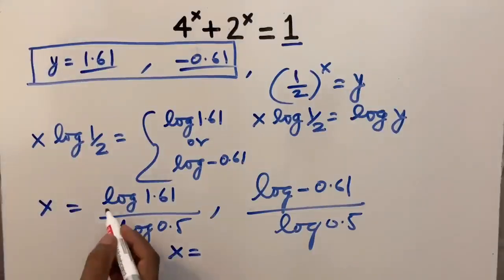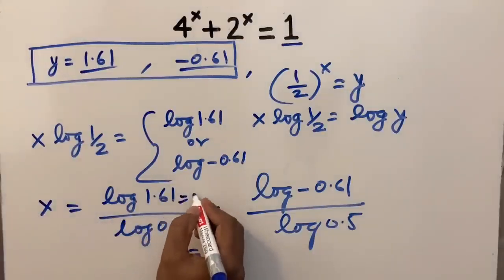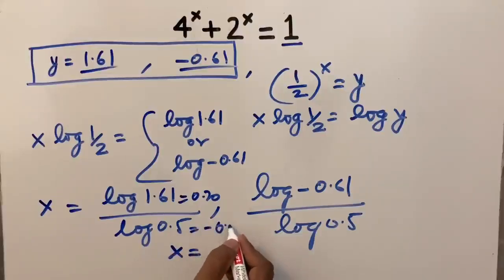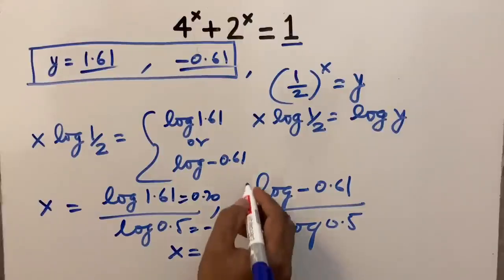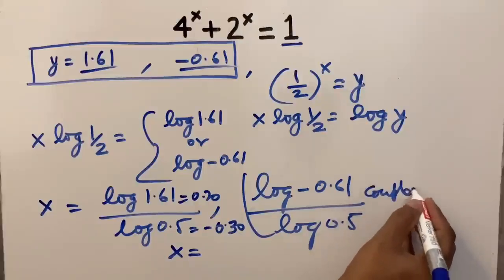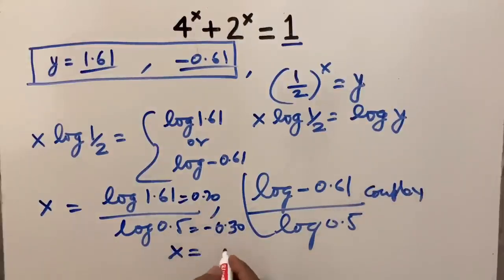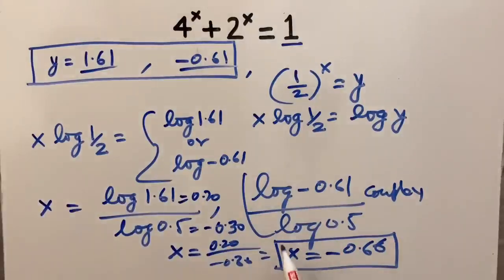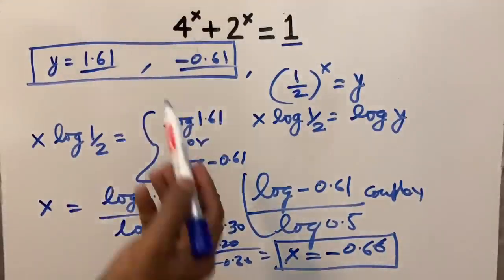Which comes x is equals to, log 1.61 equals to 0.20 and log 0.5 equals to minus 0.30. And here log minus 0.61 comes as a complex number. So here x comes 0.20 divided by minus 0.30, which comes x equals to minus 0.66. So this is the answer for x, which is going to satisfy this equation.